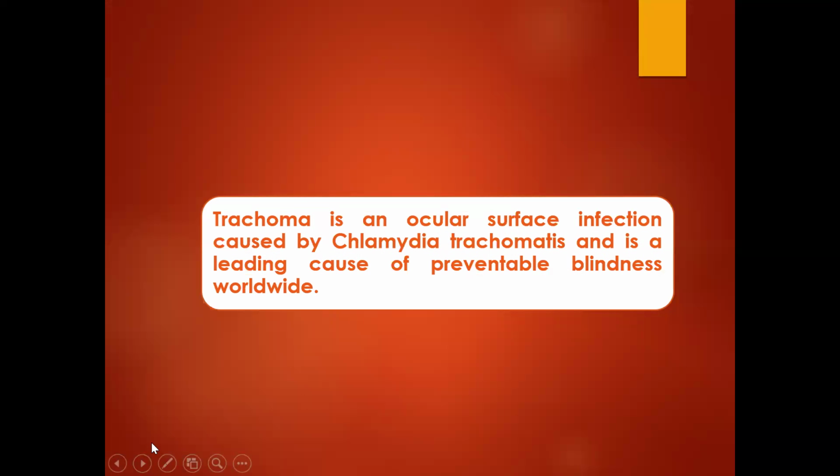Trachoma is an ocular surface infection caused by Chlamydia trachomatis, and it is one of the leading causes of preventable blindness worldwide. So when we say it's an ocular surface infection, we mean that it affects the conjunctiva, the inner part of the eyelid, and the corneal surface.